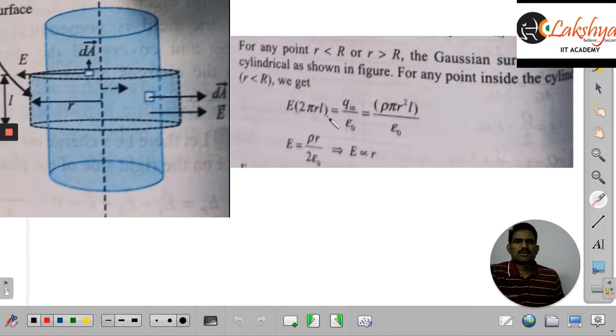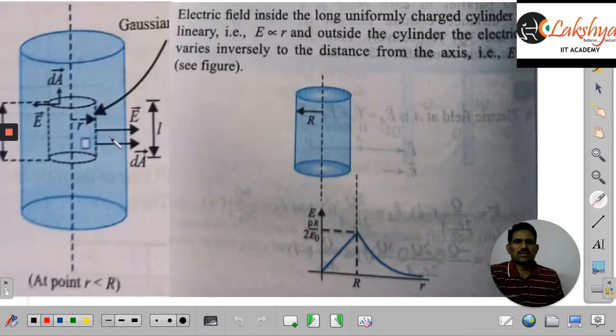So this calculation is for any point r less than or greater than R, the Gaussian surface will be cylindrical as shown in the figure, for any point inside the cylinder. So inside the cylinder means this Gaussian surface you can consider like this. This is our Gaussian surface here. This is our total cylinder, and this small cylinder we are taking as a Gaussian surface, right?